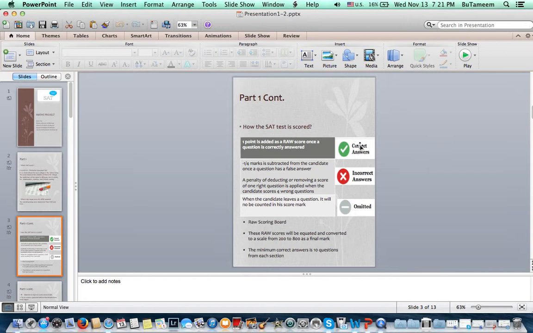These are the rubrics that are needed for the marking in the SAT exam. As you can see, we have correct answers, incorrect answers, and omitted. If you score one question right, you're going to get a score of 1, which is a raw score. And correct answers will not be counted unless you got 4 different false answers. At that point that you reached, you're going to get penalized. Omitted means if you leave a question, that question will not be included in the final mark.